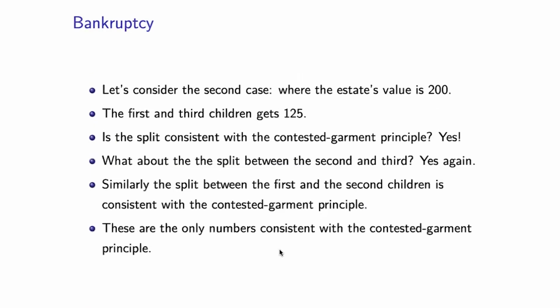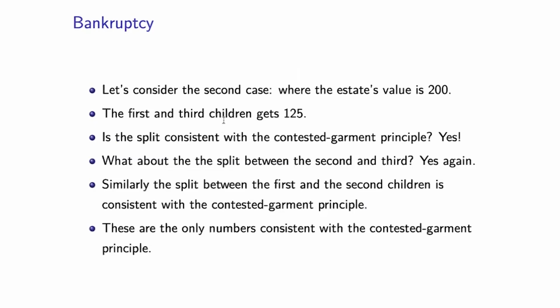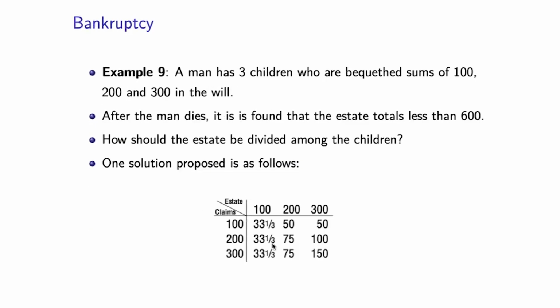So let's unpack things a bit. Let's consider the second case. Here, remember, the estate value was 200, and the person claiming 100 got 50, the person claiming 200 got 75, and the person claiming 300 got 75. Let's consider the first and the third child together. Together they get 50 plus 75, or 125. Now let's do a thought experiment: suppose we are giving an amount of 125 to the first and third children, and we divide it according to the contested garment principle. Remember the claims were 100 and 300.